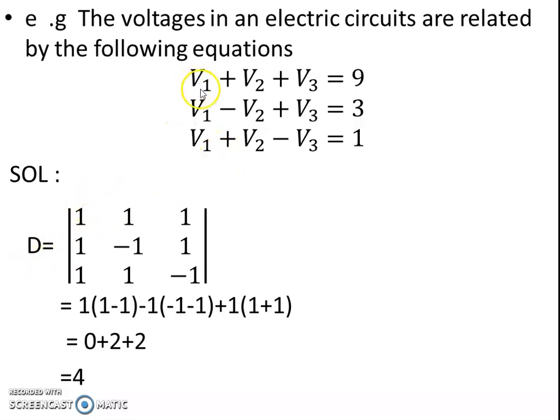The coefficients of v1, v2, v3 in the three equations: 1 1 1, I should write here, then 1 minus 1 1, 1 minus 1 1, 1 1 minus 1. So simplifying this, to evaluate the 3 by 3 order determinant, we keep the first row and first column fixed. So minus 1 into minus 1 plus 1, 1 into 1, 1, the middle is minus, so it remains the same.